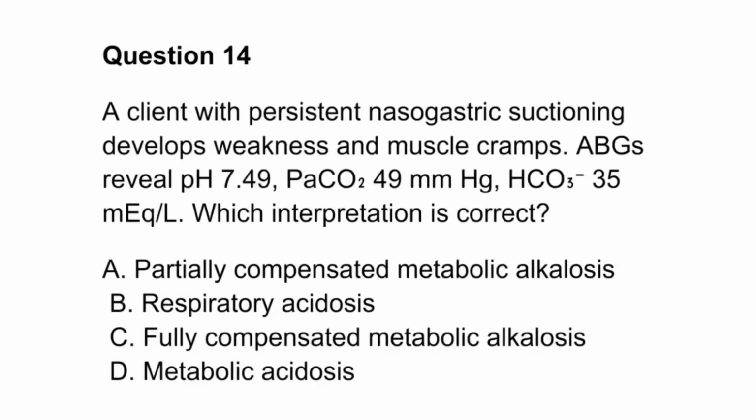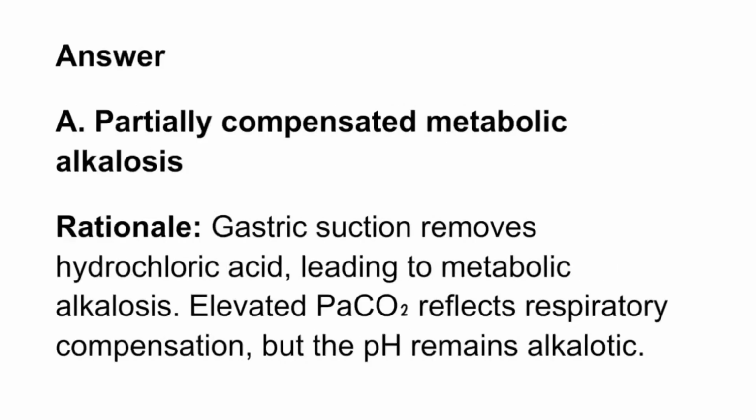Question 14. A client with persistent nasogastric suctioning develops weakness and muscle cramps. ABGs reveal pH 7.49, PaCO2 49 mm of mercury, HCO3 35 milliequivalent/L. Which interpretation is correct? A. Partially compensated metabolic alkalosis. B. Respiratory acidosis. C. Fully compensated metabolic alkalosis. D. Metabolic acidosis.